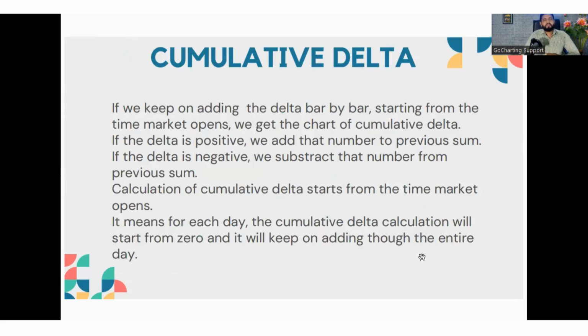Now let's talk about cumulative delta. So what is cumulative delta? If we keep on adding the delta bar by bar, starting from the time the market opens, we get the chart of cumulative delta. If the delta is positive, we add that delta to the previous sum. And if the delta is negative, we subtract that delta from the previous sum. So for each day, the cumulative delta calculation will start from 0 and keep on adding through the entire day. All right, this is how cumulative delta works.